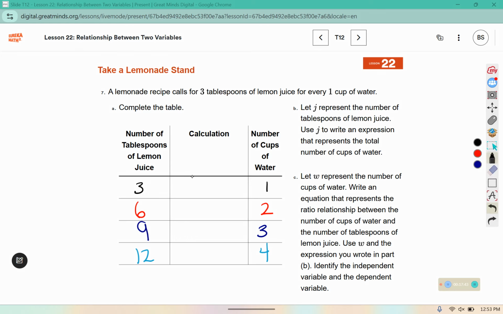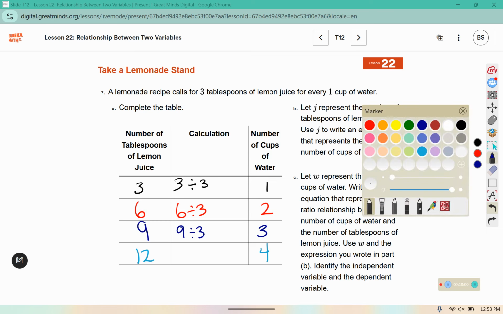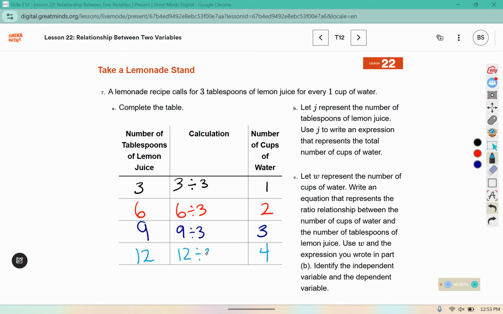The way that we are getting these answers is we're taking the tablespoons of lemon juice and dividing by 3. 3 divided by 3 is 1. 6 divided by 3 is 2. 9 divided by 3 is 3. And 12 divided by 3 is 4. It says in part B, let J represent the number of tablespoons of juice, and use J to write an expression that tells us the total cups of water. So we're taking the juice, J, and we're dividing by 3 every time.